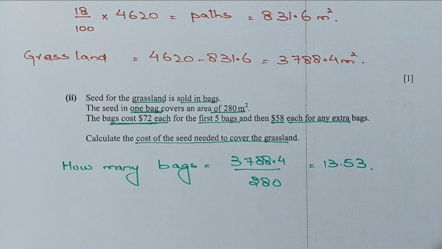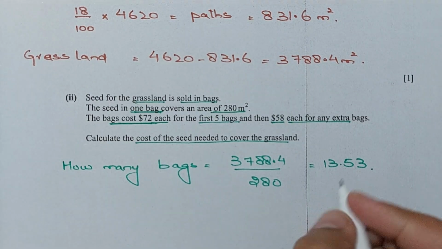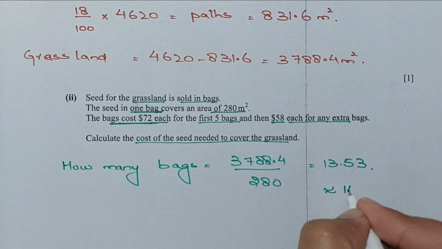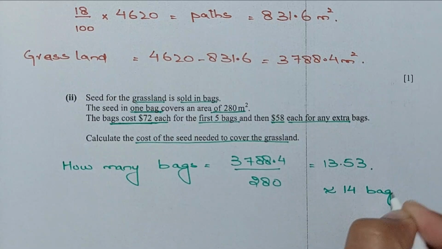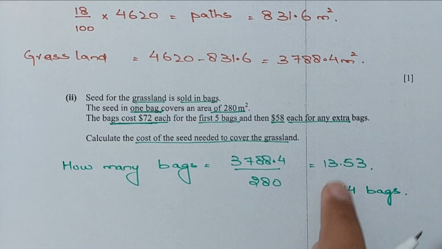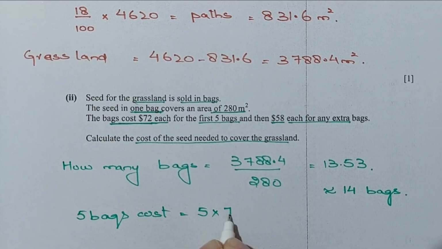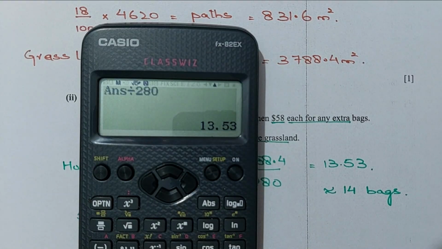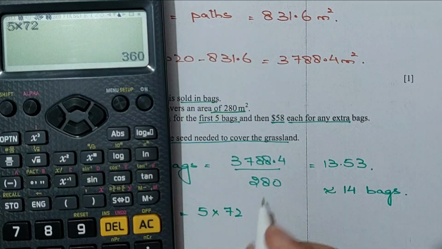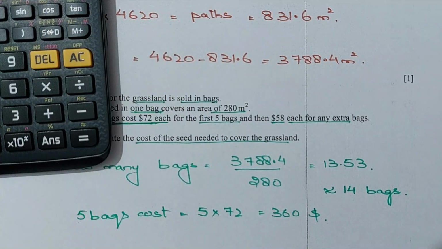So what would be the cost now? If we round it, we need 14 bags, because bags should be a whole number, not in terms of decimals. So it is 13.5, so round it to 14 bags we need. Okay, so 5 bags cost would be 5 times 72. 5 times 72 is $360. This is the cost of 5 bags.